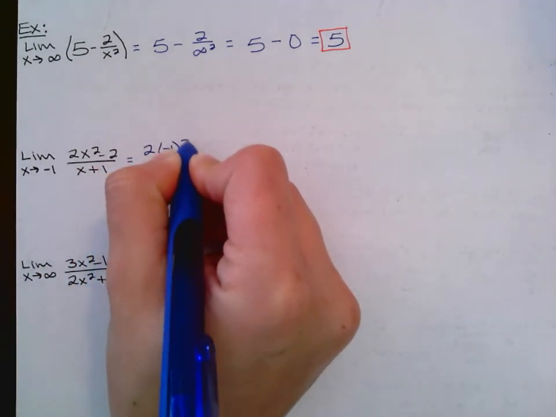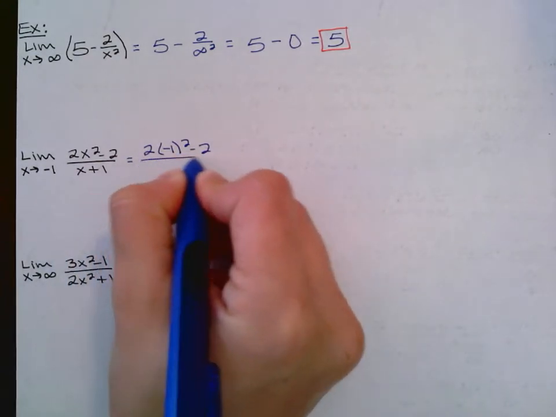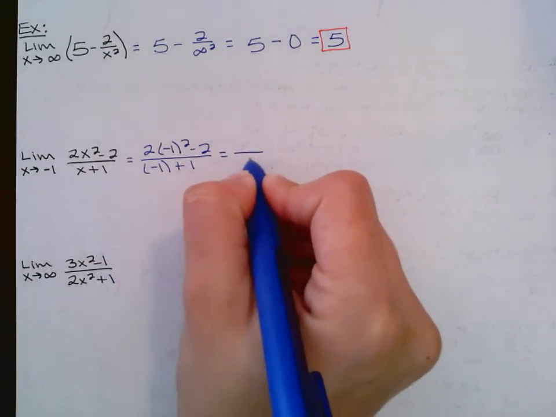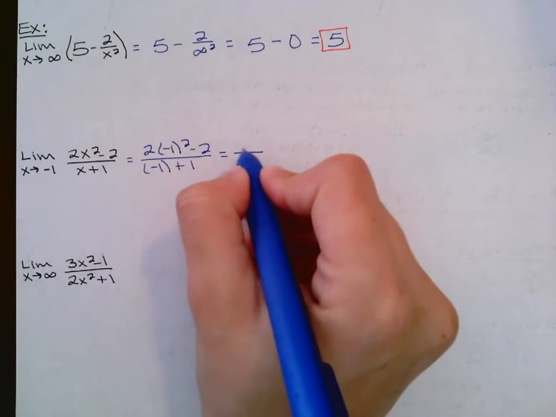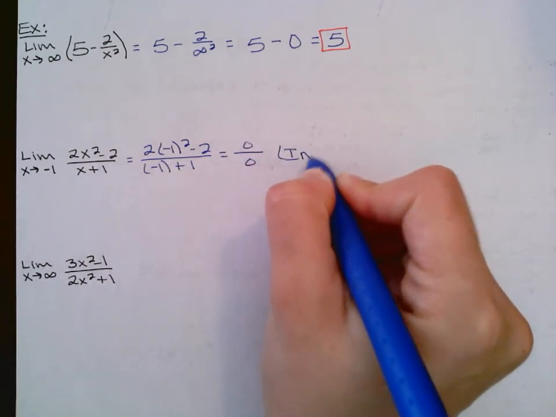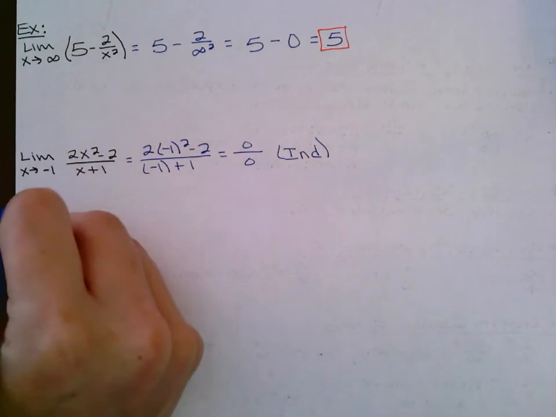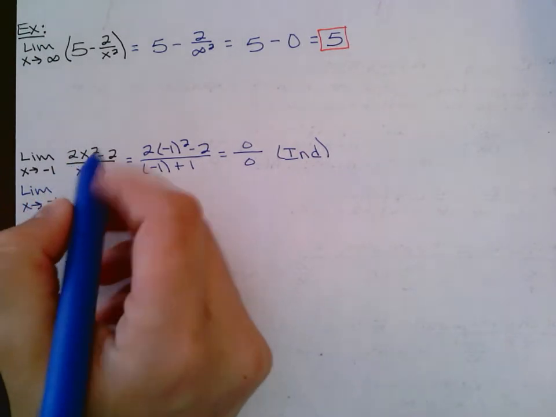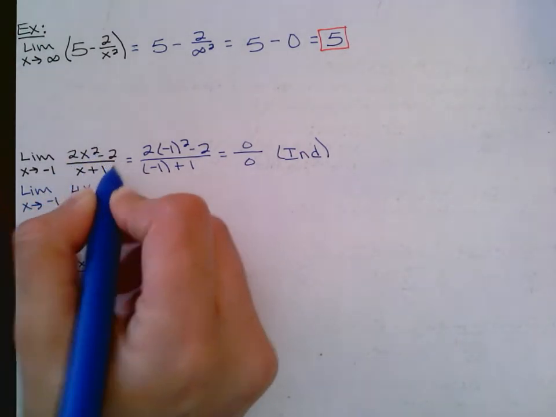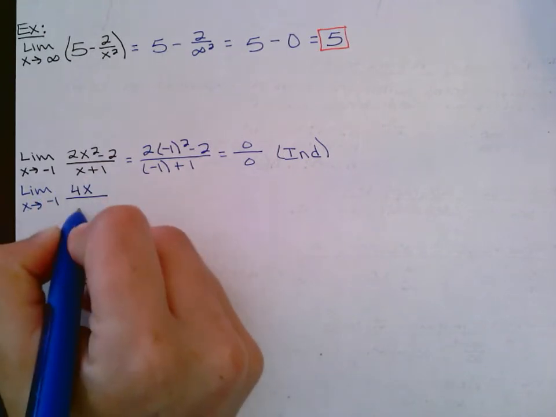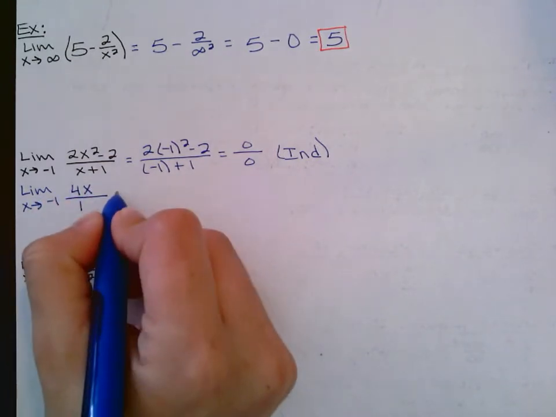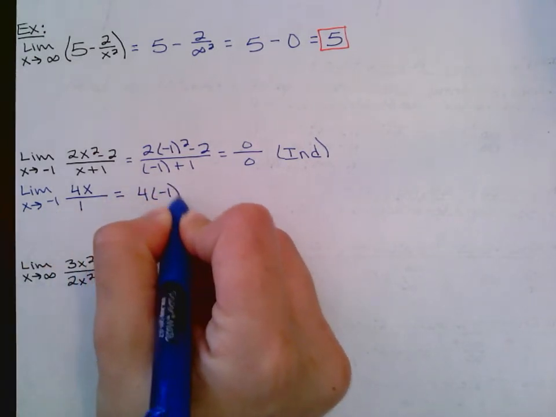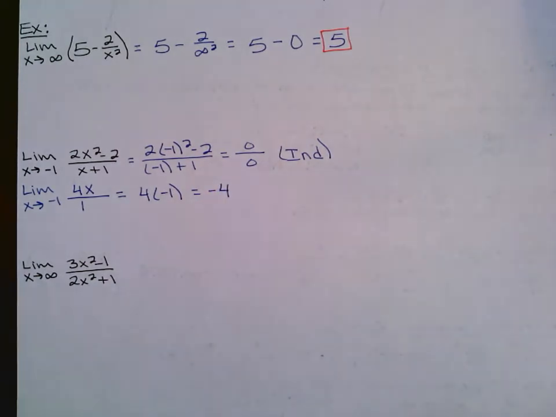Plug in the -1. Can already easily see that denominator is going to be 0. This gives me a positive 1, so I end up with 2 minus 2. Here's my indeterminate. Now I'm allowed to do L'Hopital's. So derivative of 2x squared is 4x. Derivative of -2 is 0. Derivative of x is 1. And derivative of 1 is 0. Okay? If I plug this in, I get 4 times -1, which gives me -4. And there's my answer.